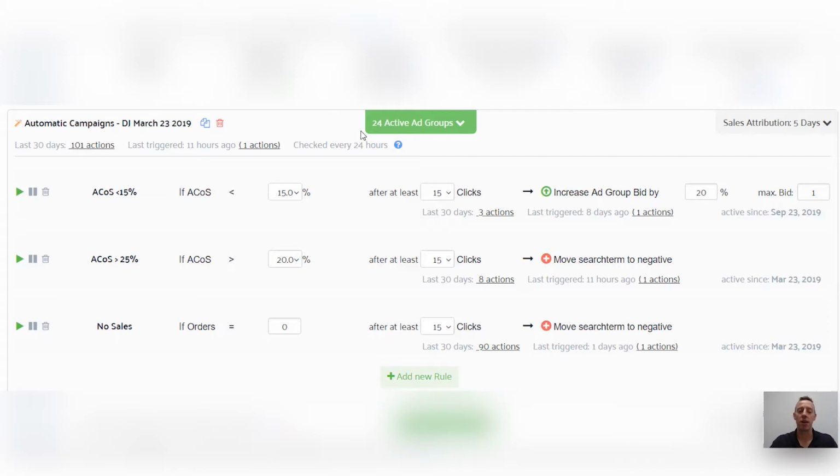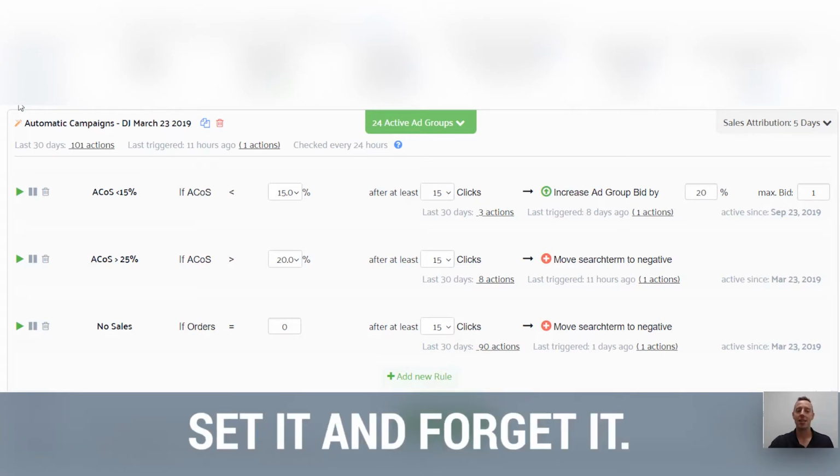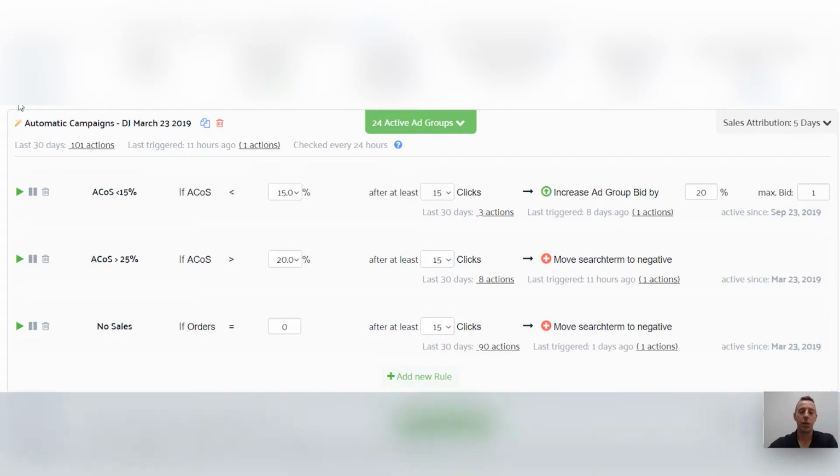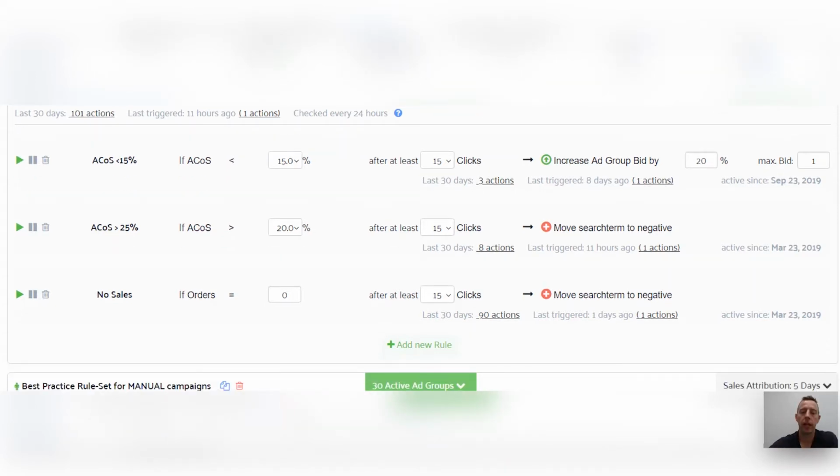And that is a great thing with Sellics. You set this rule set and you essentially apply it to all of your automatic campaigns. It's basically set it and forget it. Now, of course, you can select which automatic campaigns you want this rule set to be applied to, but in our case, we're applying this to all of our automatic campaigns. Now, let me quickly pop down and show you our manual campaign rule sets.